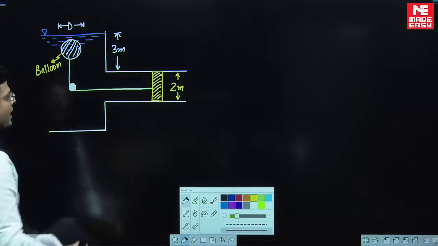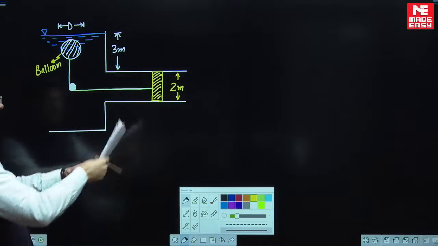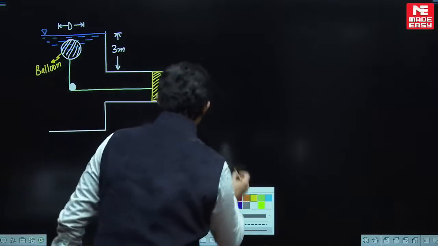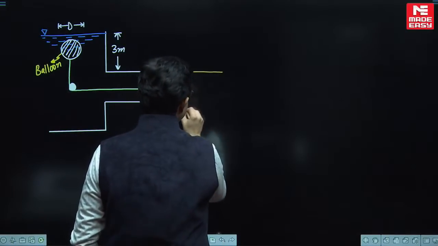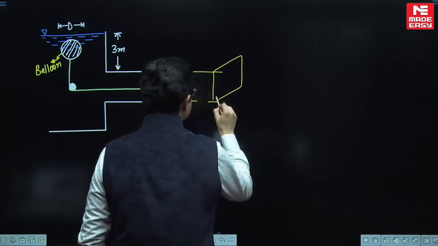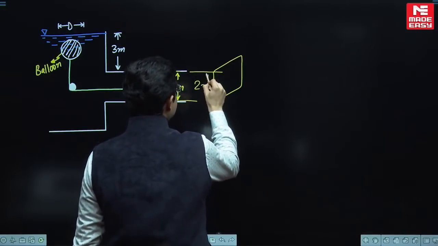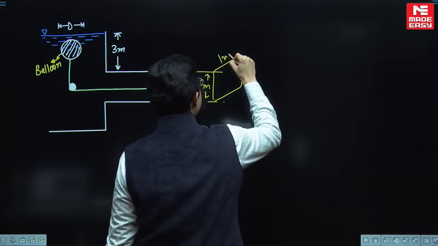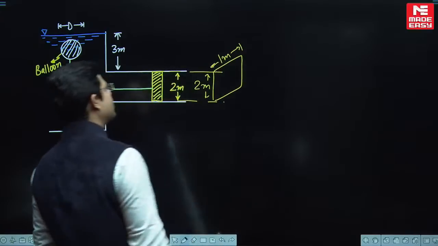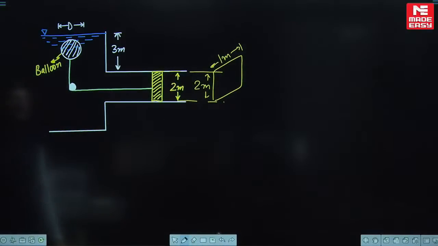Water is there, so try and understand. This is our rectangular gate. Let me make the 3D cross section of this. It is going to be something like this. This side is 2 meter of this rectangular gate, and the depth of the rectangular gate is 1 meter. 2 cross 1 is the size of this gate.